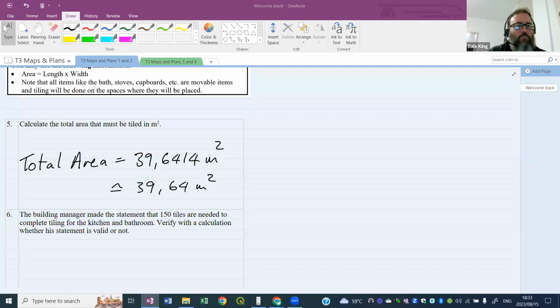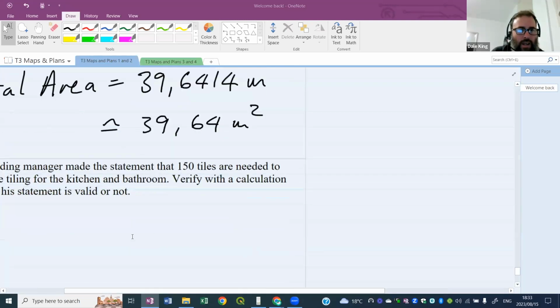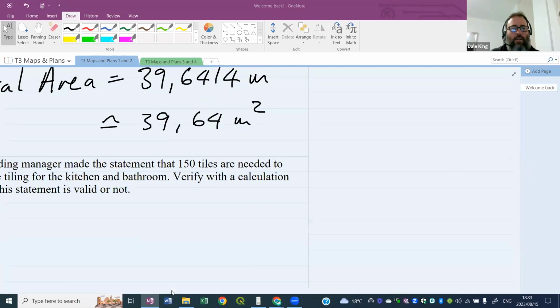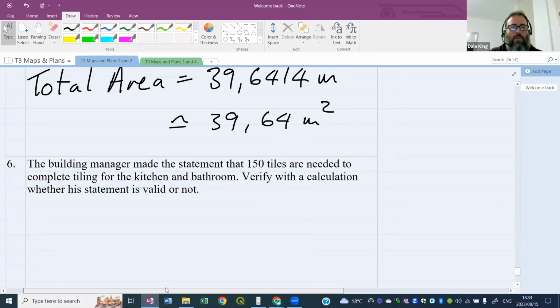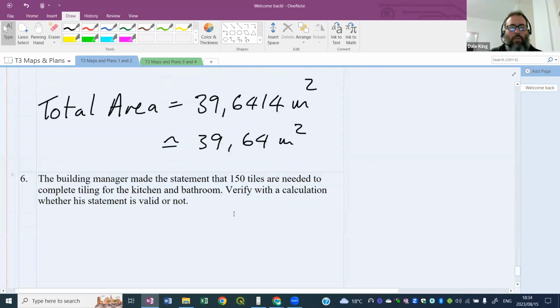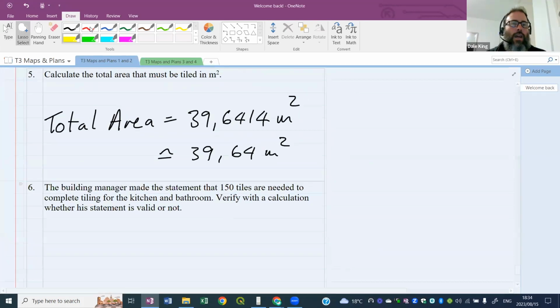Question number six. Here we go. The building manager made the statement that 150 tiles are needed to complete tiling for the kitchen and the bathroom. Verify with the calculation whether his statement is valid or not. Is 150 tiles needed for this job? Remember, we're doing the kitchen and the bathroom, and that area we worked out is over here. Do we need 150 tiles?